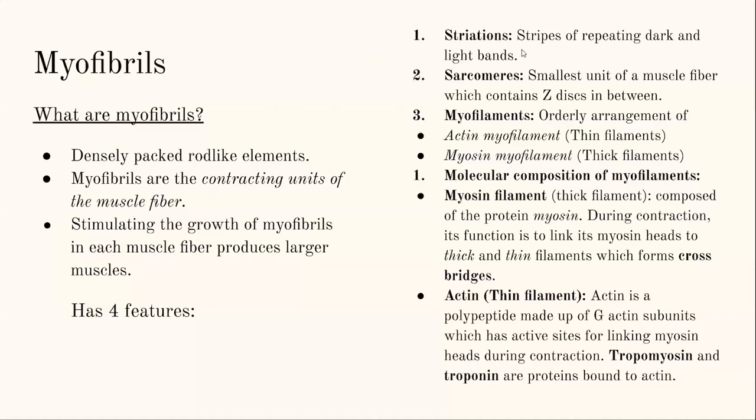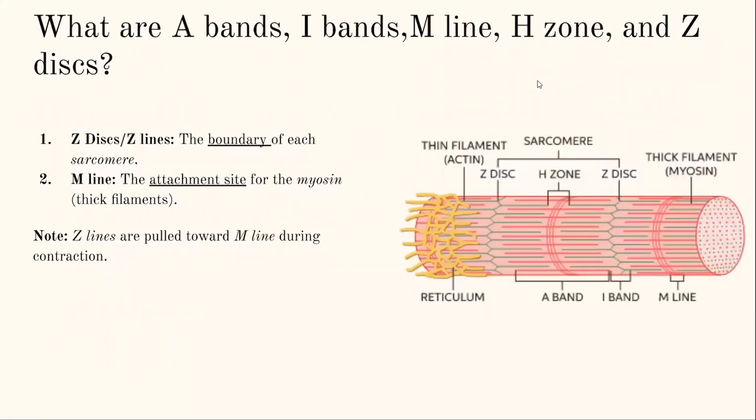So myofibrils have 4 features. The striations that we see are actually the Z discs and the myofilaments. All of those striations that we see in lab, that's what those are. And it has sarcomeres. Sarcomeres, if we're talking about the Z discs and, I believe it was, the M line.